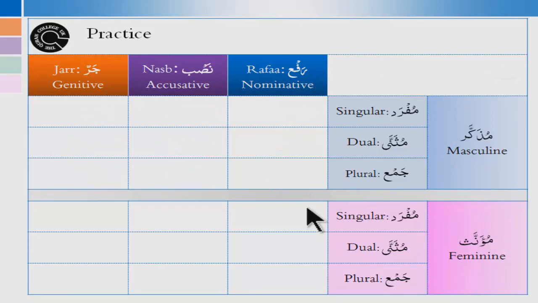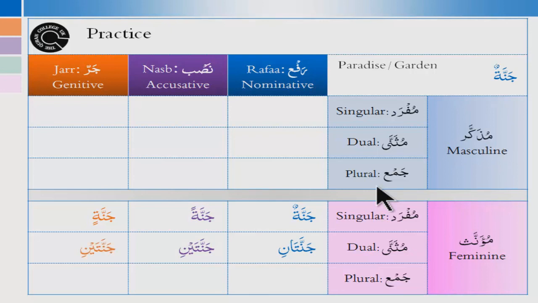Now another one, jannatun, that's the feminine example. You can see jannatun in the singular as a feminine, and then jannatan, jannatin, and then the muthanna would be jannatani, jannataini. Then jannatun is the broken plural of jannatun, and then jannatin.